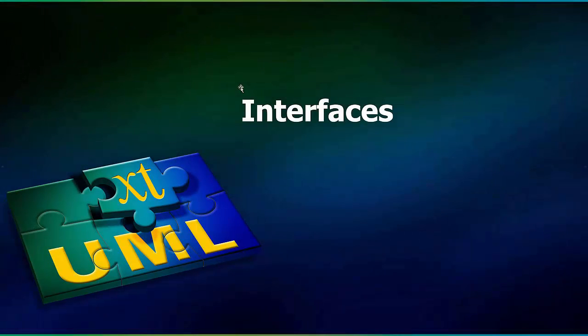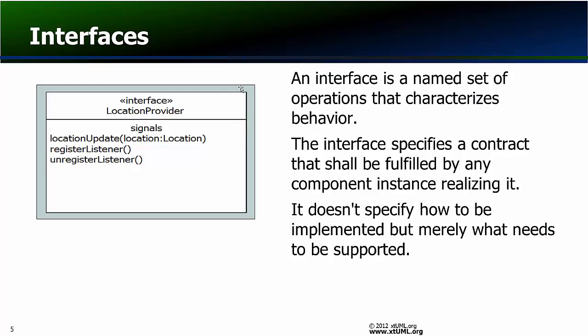An interface is a named set of operations that characterizes behavior. An interface specifies a contract that shall be fulfilled by any component instance realizing it. It doesn't specify how it's to be implemented, but merely what needs to be supported.